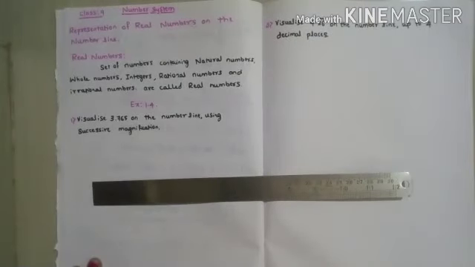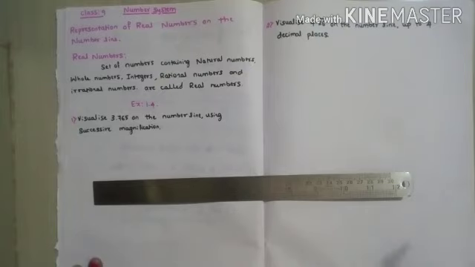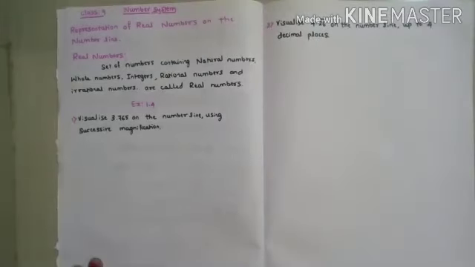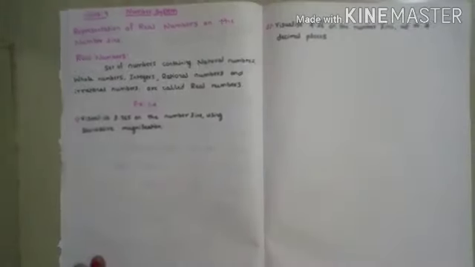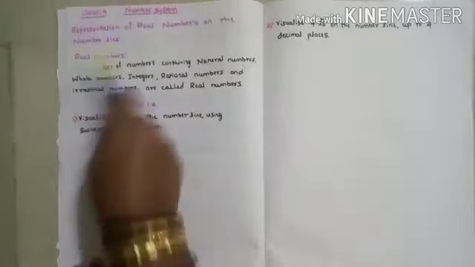Hello children, in this video we are going to learn the 9th standard number system chapter, representation of real numbers on the number line. You've already learned how to represent natural numbers, whole numbers, integers, and rational numbers on the number line, and irrational numbers also in this chapter already. Means root 5, root 2, root 3, you learned how to represent the irrational numbers on the number line. Now we are going to learn how to represent real numbers on the number line.